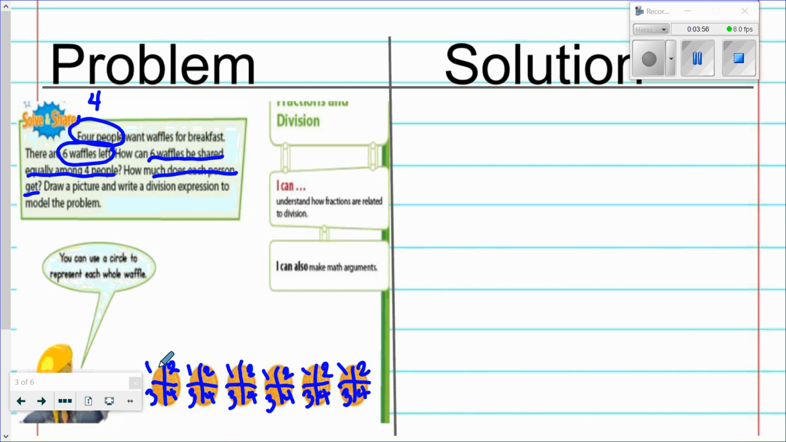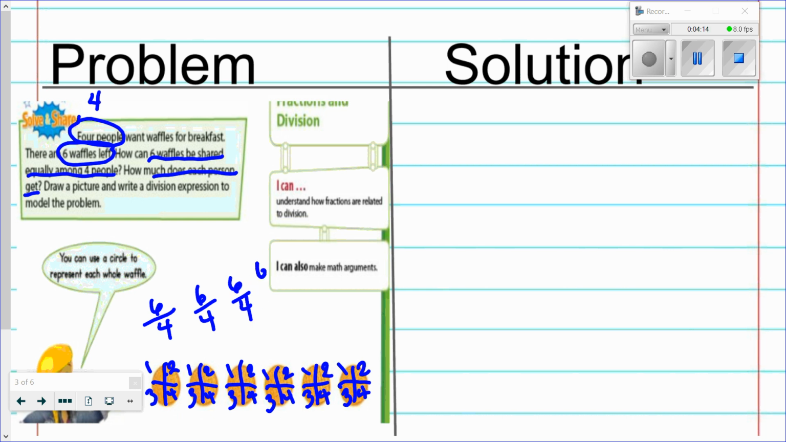And then I just count how many ones there were. 1, 2, 3, 4, 5, 6. So that person would get 6/4. Each person is going to get 6/4 of a waffle.